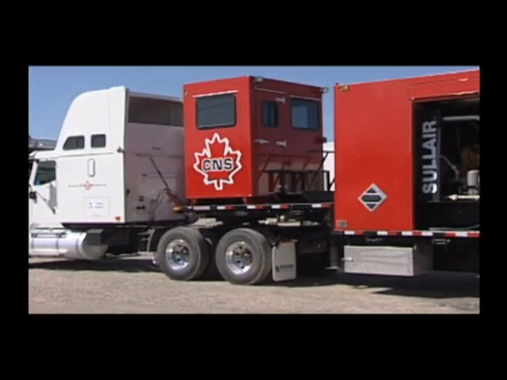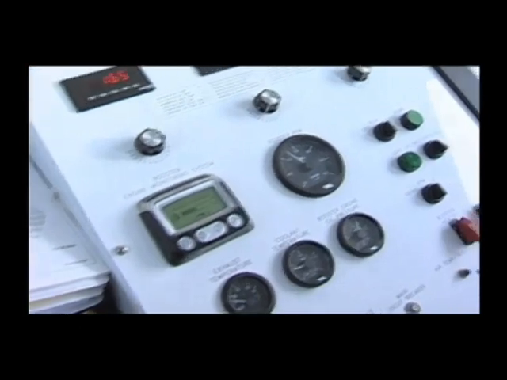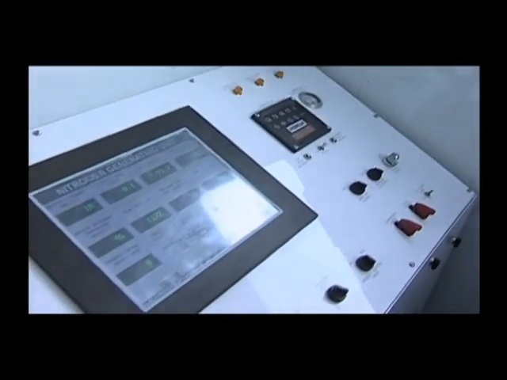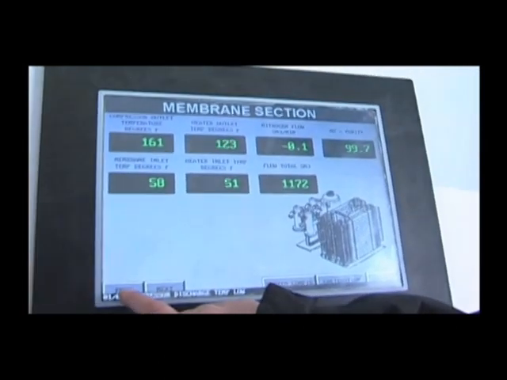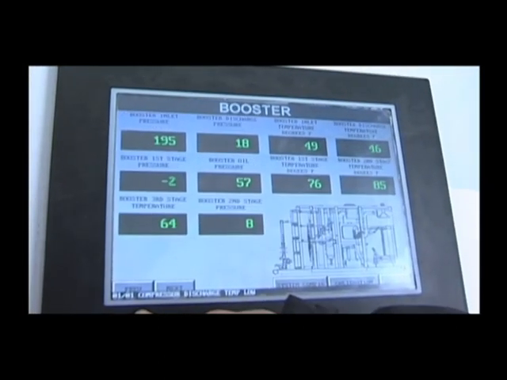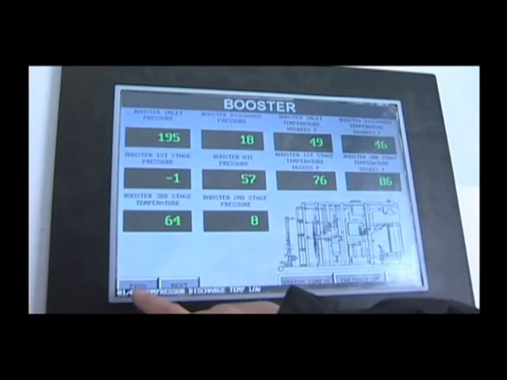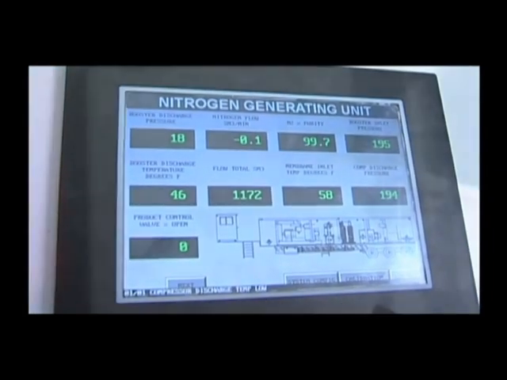In the control cabin, the feed air compressor skid, membrane skid, and booster skid have individual control panels to monitor critical operating pressures and temperatures. The membrane control system allows for the selection of nitrogen purity and flow rate.